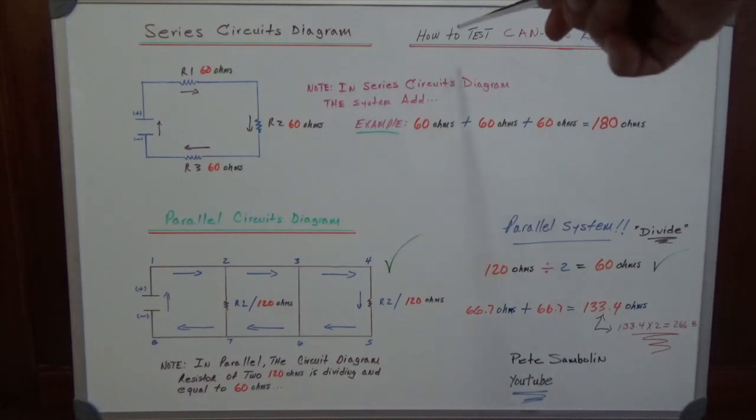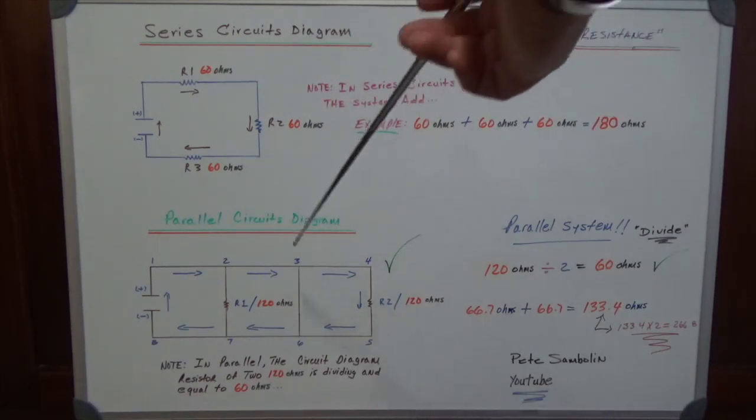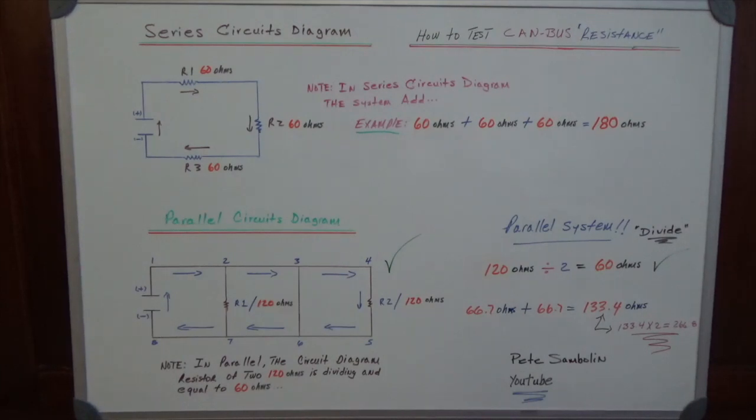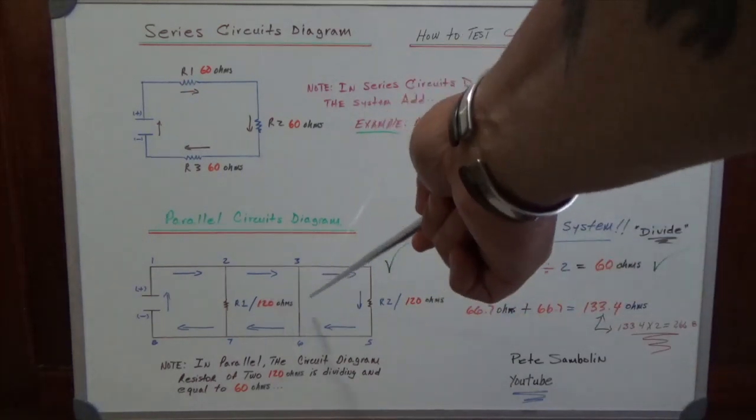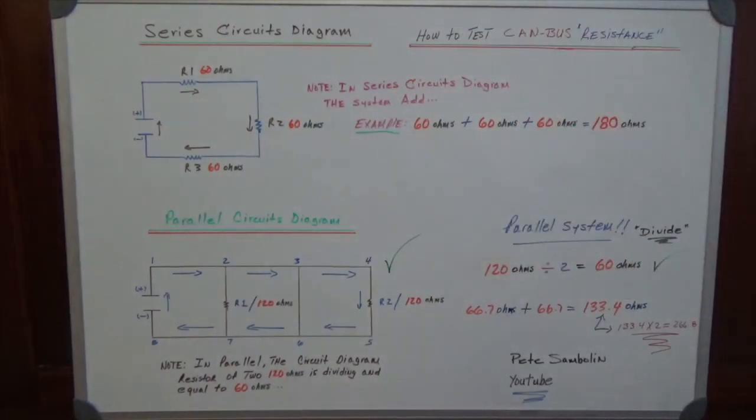Now when you're talking about how to test CAN bus resistance, in the video I'm going to show you the connectors that you have to use and how to do it. This is important to know because when you measure resistance, you have to know the system description. The system description will tell you, for example, that a normal one, most likely in every car, is 60 ohms, but not all of them. You have to know the system description to know the resistance.